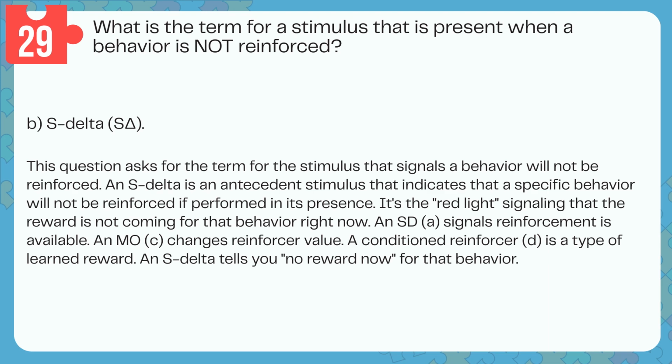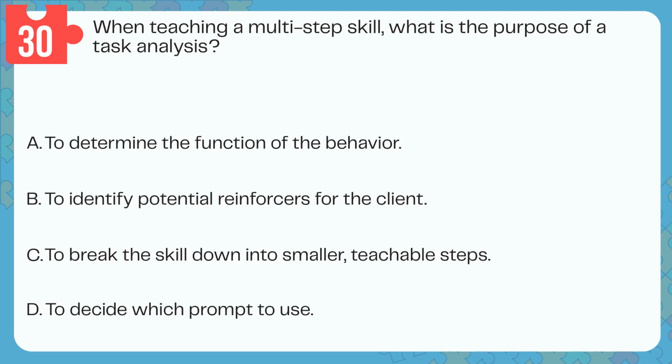An SD, A, signals reinforcement is available. An MO, C, changes reinforcer value. A conditioned reinforcer, D, is a type of learned reward. An S delta tells you no reward now for that behavior. Question 30. When teaching a multi-step skill, what is the purpose of a task analysis?